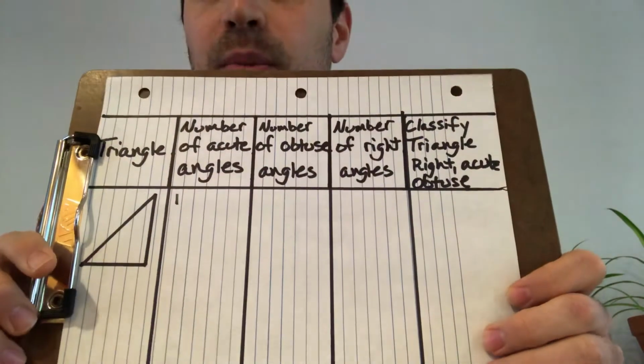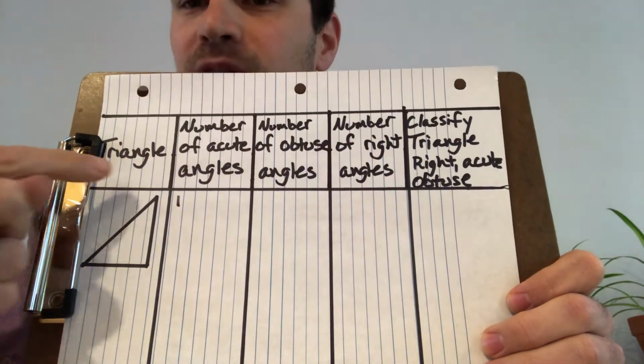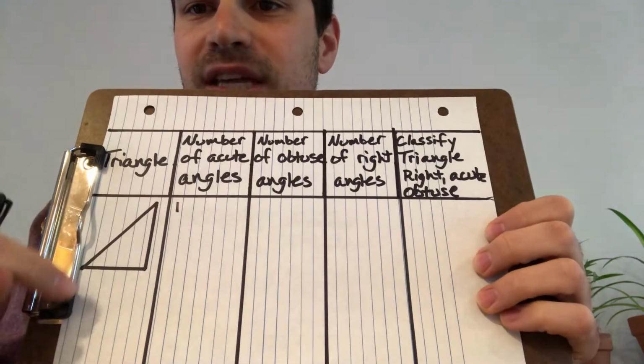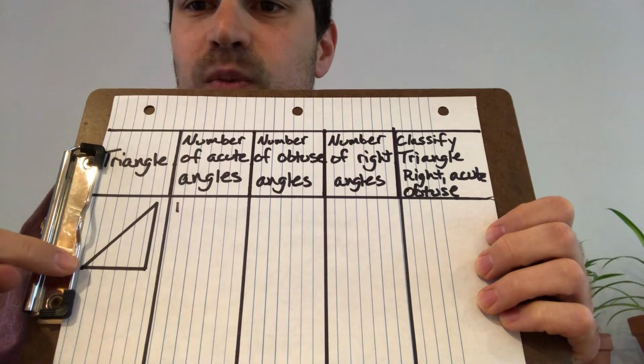I'm going to put a little dash in my box so I can keep track of my number of acutes. But that's not my total number. I've only looked at one vertex. I still have 2 more to look at. Let's look at this one down here.